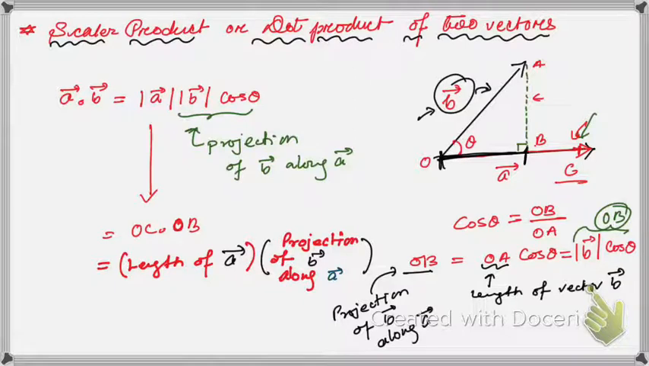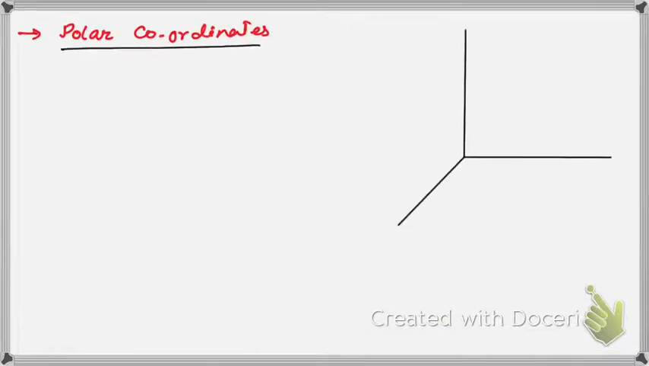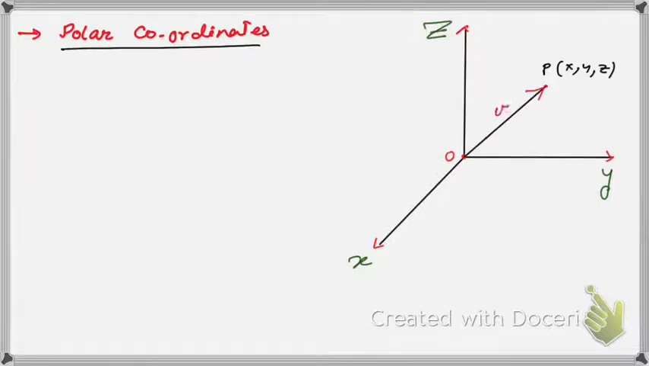So now our next topic is polar coordinates. Let us start that. Suppose this is the coordinate system, a three-dimensional coordinate system. So this is the origin. Here is a point P with coordinates x, y, z. And these are the three axes x, y, z, right? So now let me draw the projection. Sorry, this is the position vector.